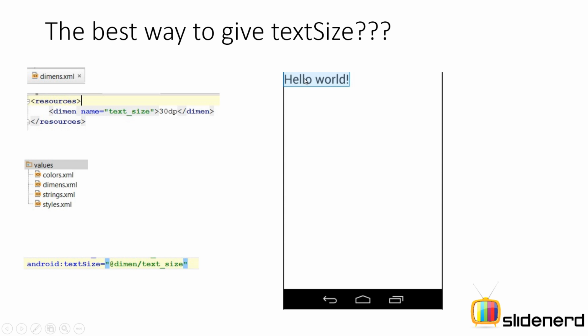And again, you're going to see the output just the same way. This is inside my layout where I have written android:textSize is @dimen/text_size, right?